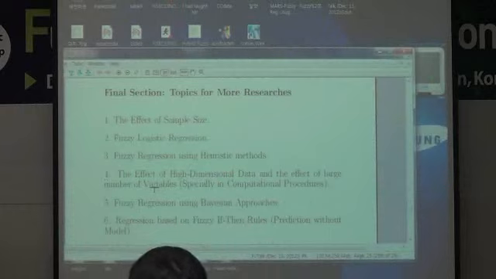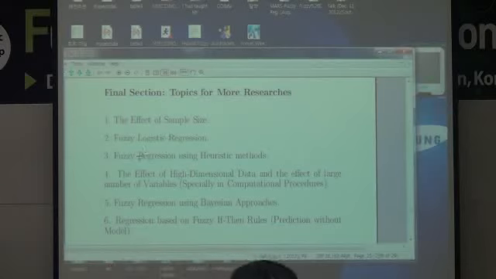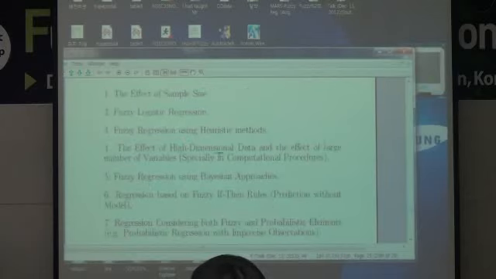We also have some topics for more research. Although we introduced several models for removing some problems in fuzzy regression, or regression modeling in a fuzzy environment, there are some problems for more research. The effect of sample size needs more study. Fuzzy logistic regression is a very good topic for more research. Fuzzy regression using heuristic methods. The effect of high dimensional data and the effect of a large number of variables, especially in computational procedures.